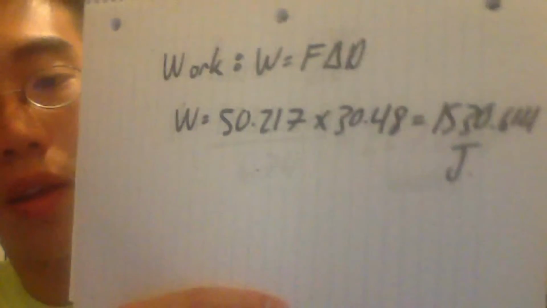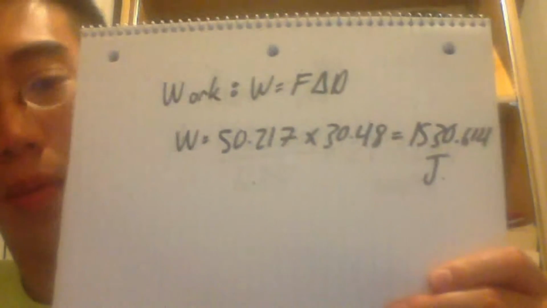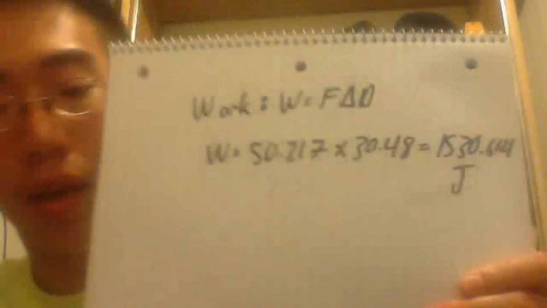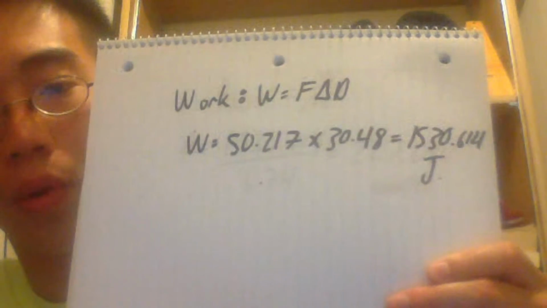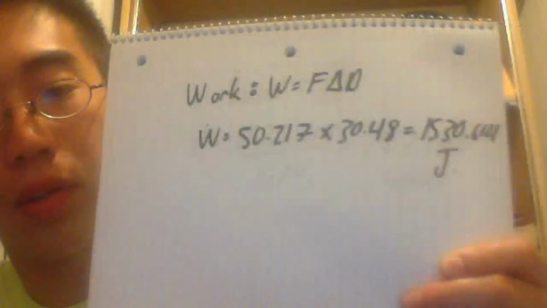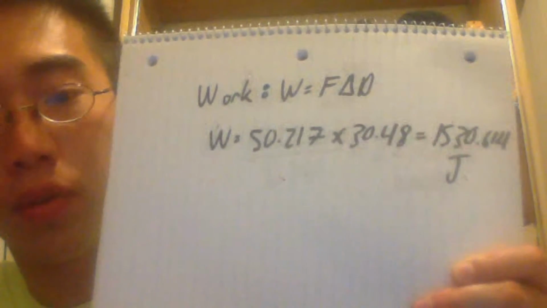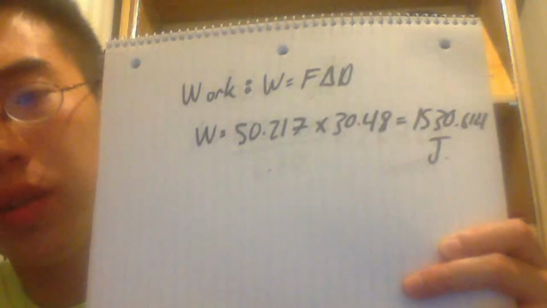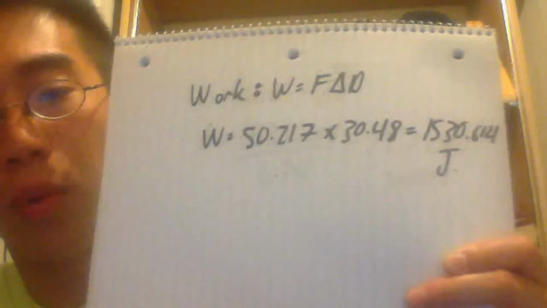Next, I found work. Again, work is defined as F times delta d, force times change in distance. And so I took all of my variables I found previously. To find work, I took what we just found, which was force, 50.217 newtons, times the distance, 100 feet again, which turns out to be 30.48 meters, and that gives us 1,530.614 joules.